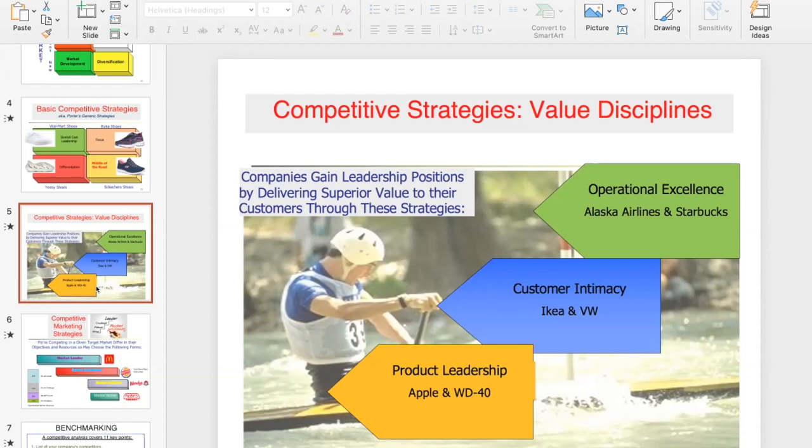Customer intimacy is the idea that you're going to have the best relationship with your customers. So I have examples here like IKEA and Volkswagen because they have a club and then they really take care of their club.